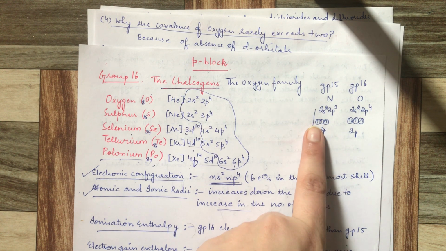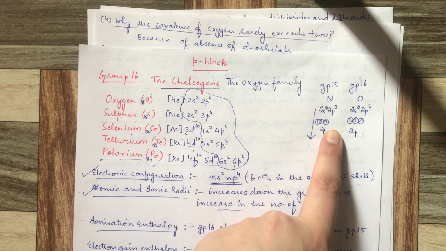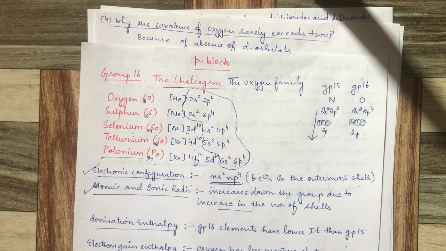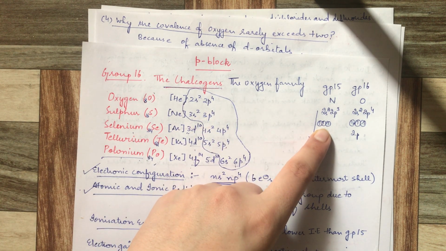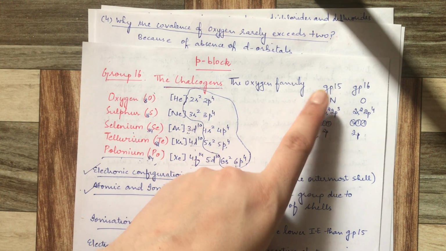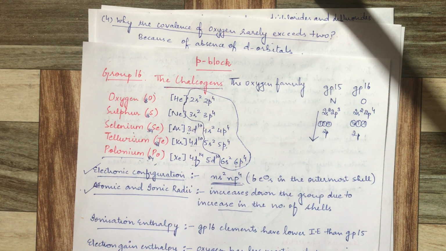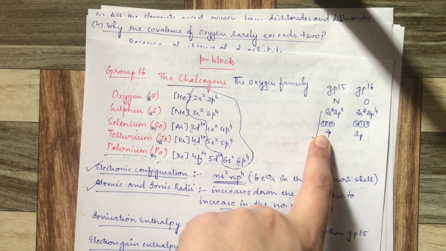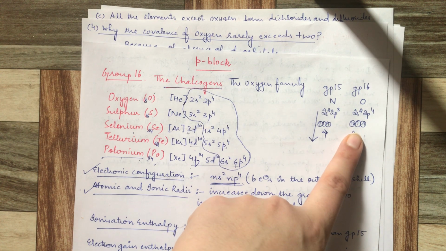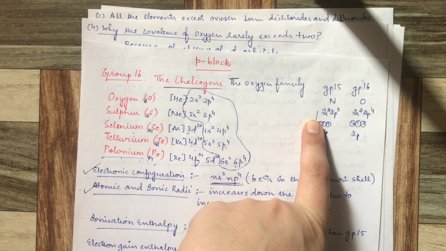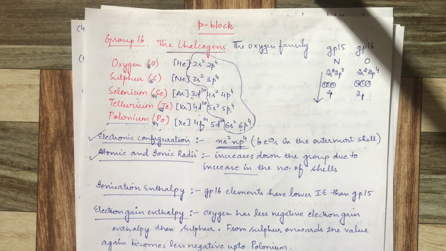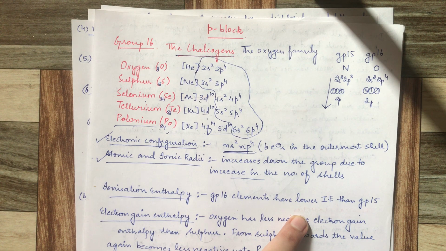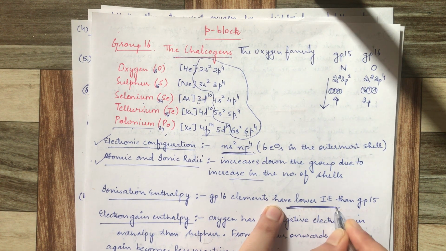What are the reasons? The 2p subshell is exactly half filled. Any subshell or degenerate orbitals which are exactly half filled are more stable. So the 2p electronic configuration in nitrogen, and in general in group 15, is more stable. Hence it will be difficult to remove the electron from nitrogen, whereas it will be easier to remove the electron from group 16 elements as compared to group 15. So we come to the conclusion that group 16 elements have lower ionization enthalpy than group 15.